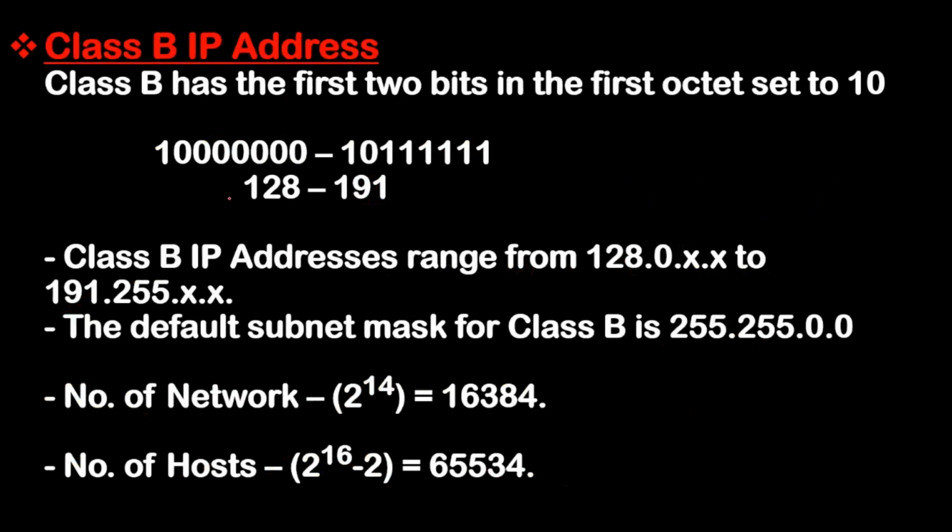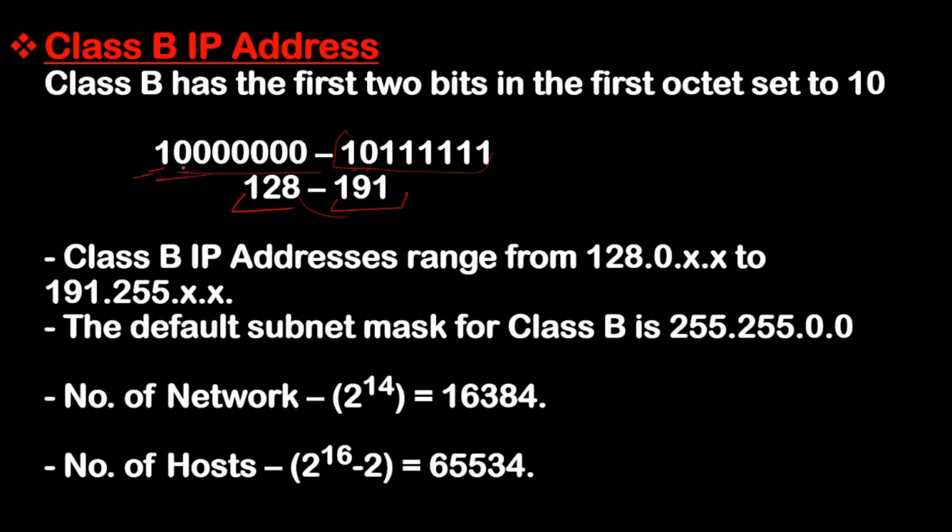Now, class B. In the same way, 128 to 191 is the range of class B. If you convert this, 128 is 1 followed by all 0s, and 191 is 10111111. If anyone has any doubt how this 10 comes, just let me know. Otherwise, this is the range of class B.